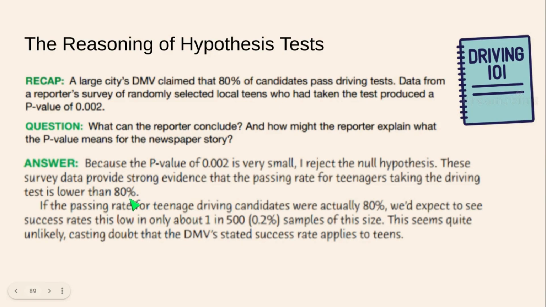If the passing rate for teenage driving candidates were actually precisely 80%, we would expect to see success rates this low only about 1 in 500 times. That's 0.2%, right? 2 in 1,000, 1 in 500. Samples of this size. This seems quite unlikely, you don't say, casting doubt that the DMV stated success rate applies to teens.